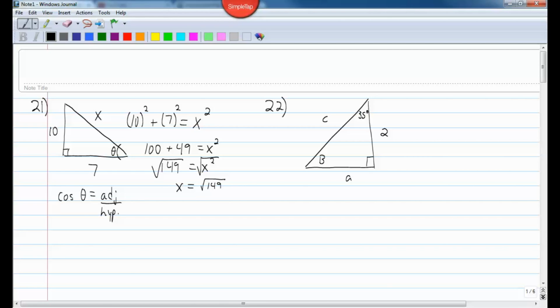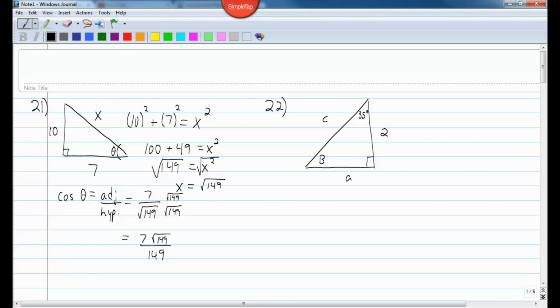So cosine is adjacent over hypotenuse, that's 7 over the square root of 149. And I wouldn't leave my answer like that because you have a radical in the denominator. So multiply the numerator and denominator by the square root of 149. You'll have 7 square root of 149 over 149. And that is your answer.